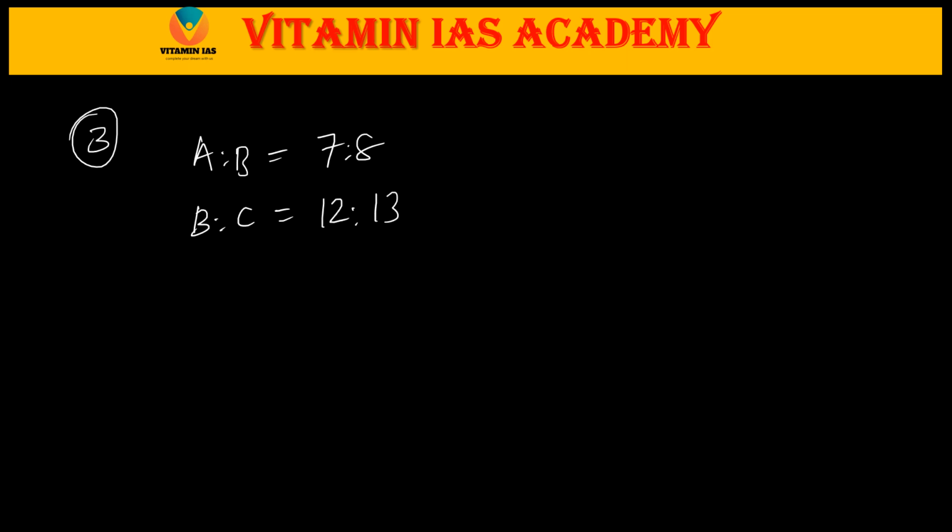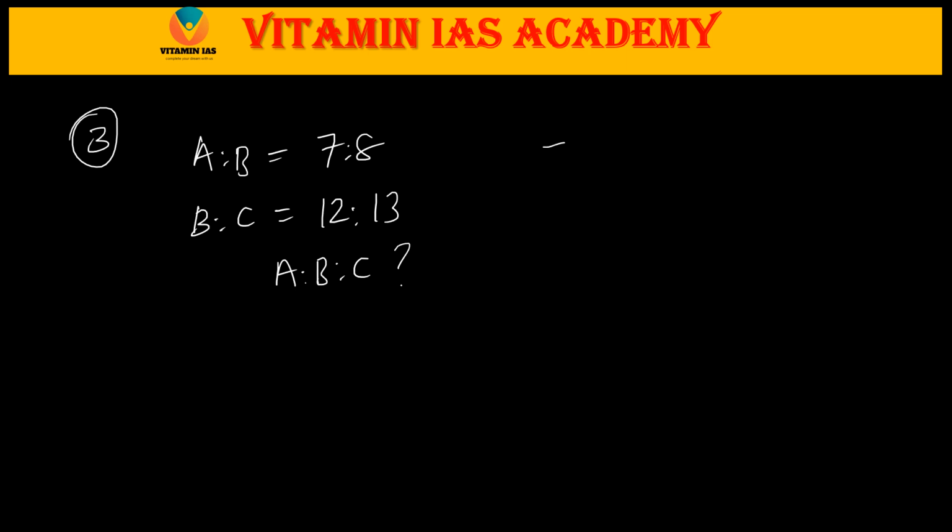In this third question, A is to B is equal to 7:8 and B is to C is equal to 12:13. Then what is the value of A is to B is to C? In the same way, we have 2 methods here. The first method is the arrow method, the second method is the substitution method. So go with the substitution method only because it is so easy.